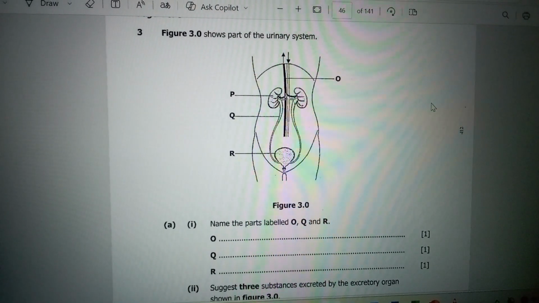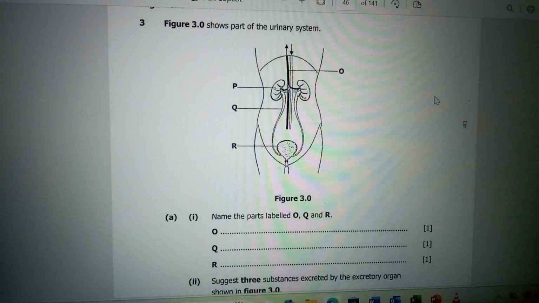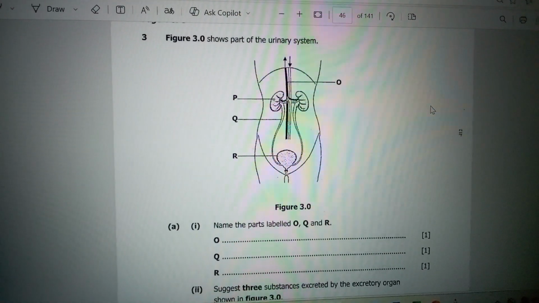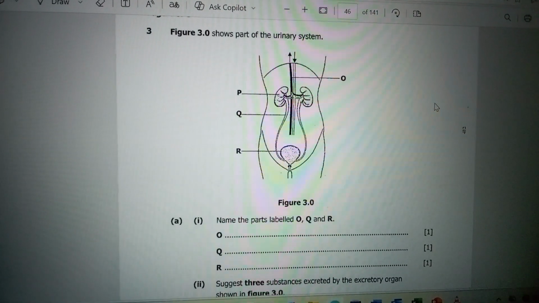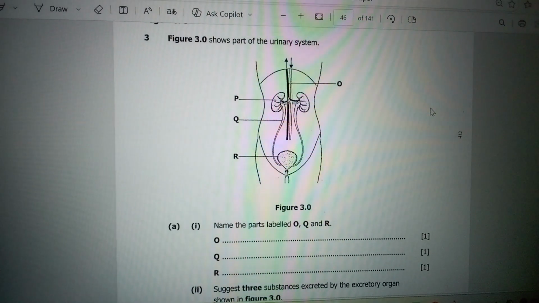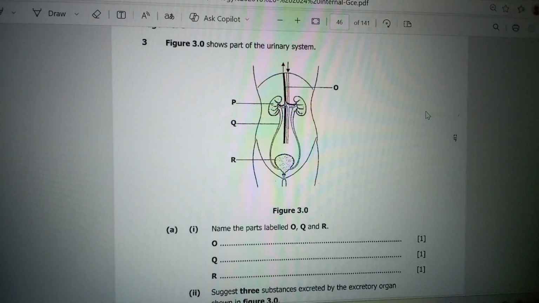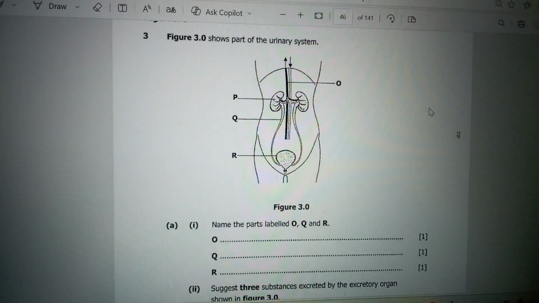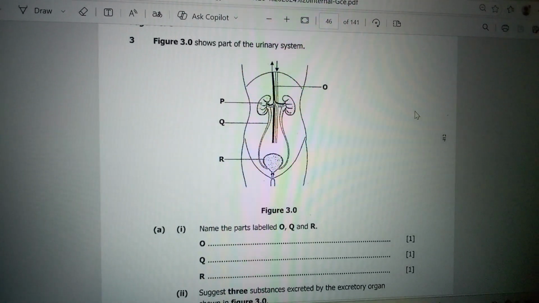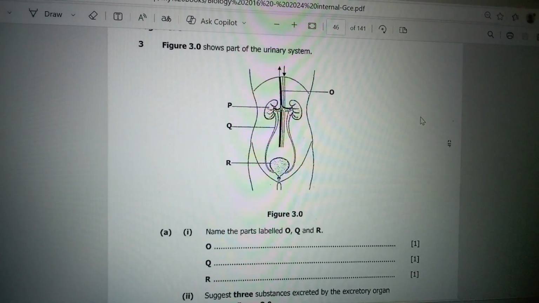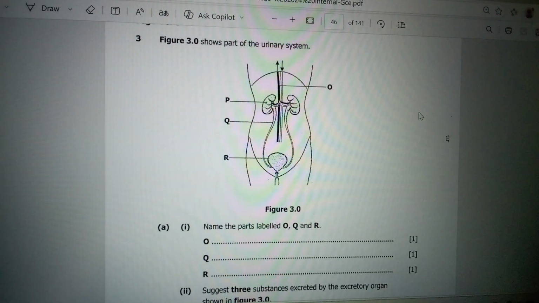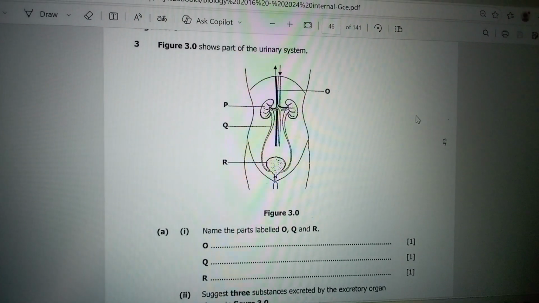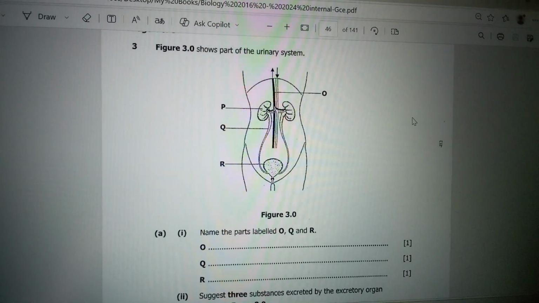We are going to revise Biology, the paper written by the external candidate GCE in 2018, under the urinary system. The question reads, figure 3.0 shows part of the urinary system. The urinary system is the system responsible for the removal of waste products from the body, and it involves the kidney. Question 1a says, name the parts labeled O, Q and R.